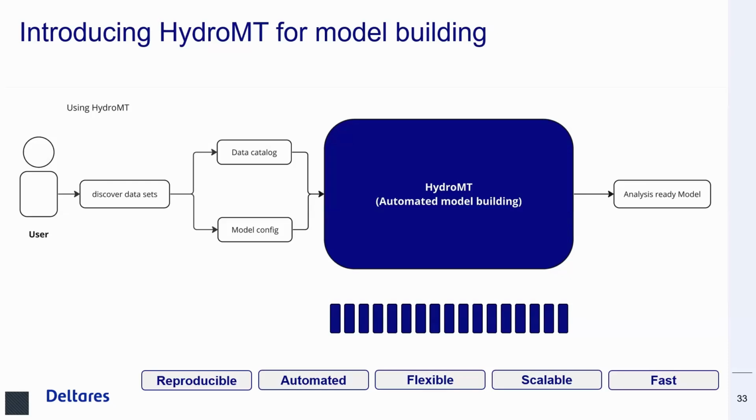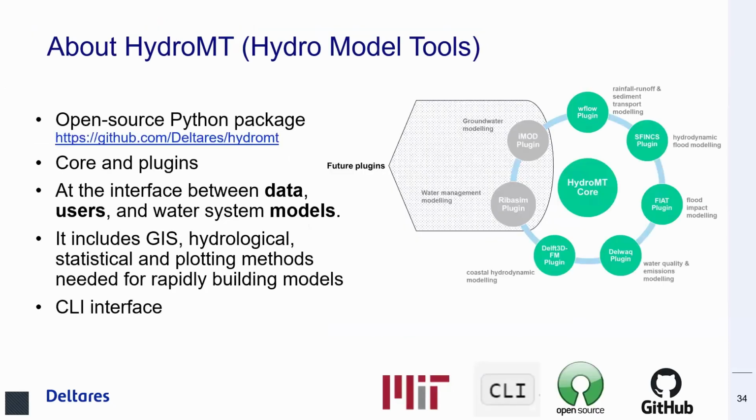Giving you a little bit more details about HydroMT, which is short for Hydro Model Tools. It's an open source Python package, and it's built up in such a way that it has a core and several plugins. One of these plugins is for wflow, so for the hydrological modeling. But we also have a plugin for Sphinx, which is a hydrodynamic model, also for Fiat, which is a flood impact model, for water quality, for coastal hydrodynamics, and we plan to expand these plugins for other models.